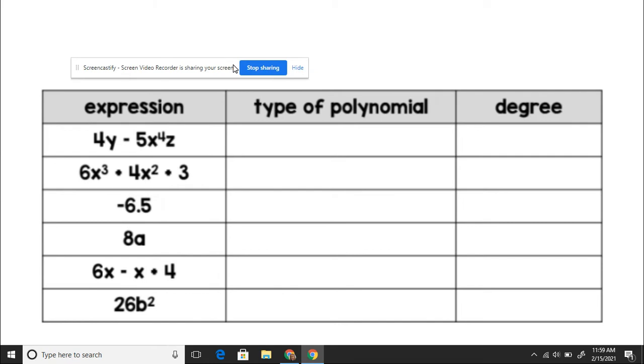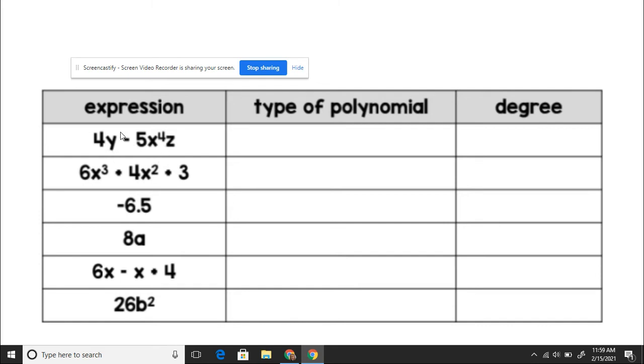All right, so now if you open up your foldable inside, we have practice finding the type of polynomial. So is it a monomial, a binomial, or a trinomial? And we have practice finding the degree.